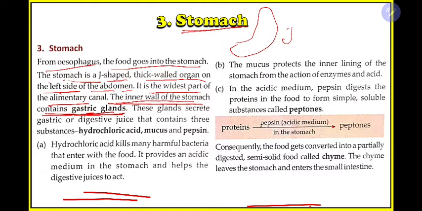Next, what do these gastric glands do? These glands secrete gastric digestive juice that contains three substances. They secrete the chemicals, the juice, which will help in the digestion of food. So what are the different substances it releases? It releases three substances. First is hydrochloric acid, which is an acid, then mucus and pepsin. Now we'll learn the function of all of them in detail.